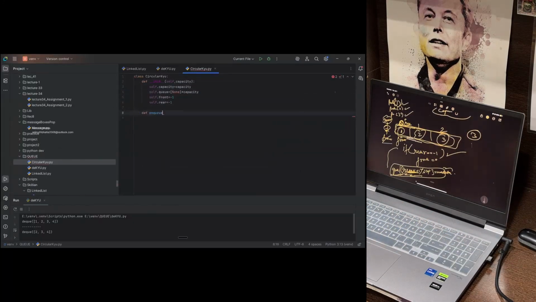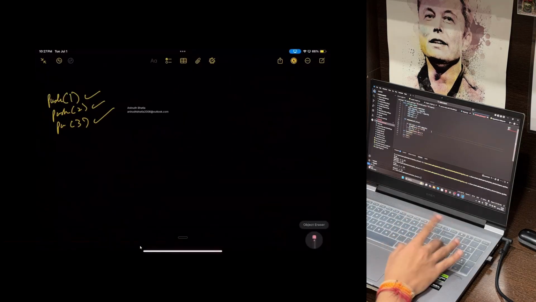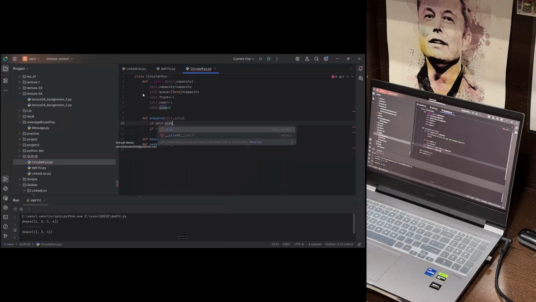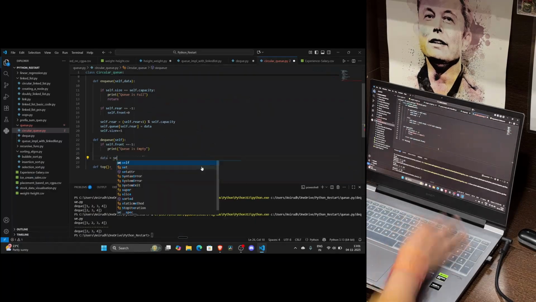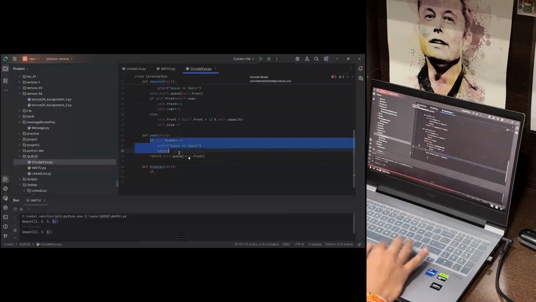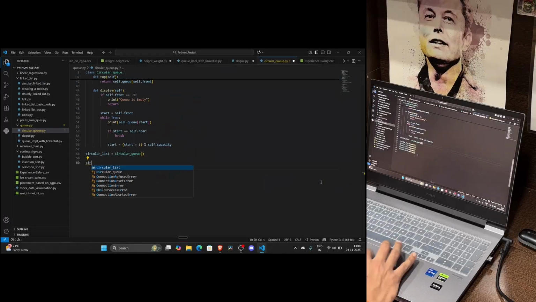It uses two pointers, front and rear, which both point to the 0th index initially. When you enqueue an element, the rear pointer increments. When you dequeue, the front pointer increments, and it wraps around the array, which is why it's circular.